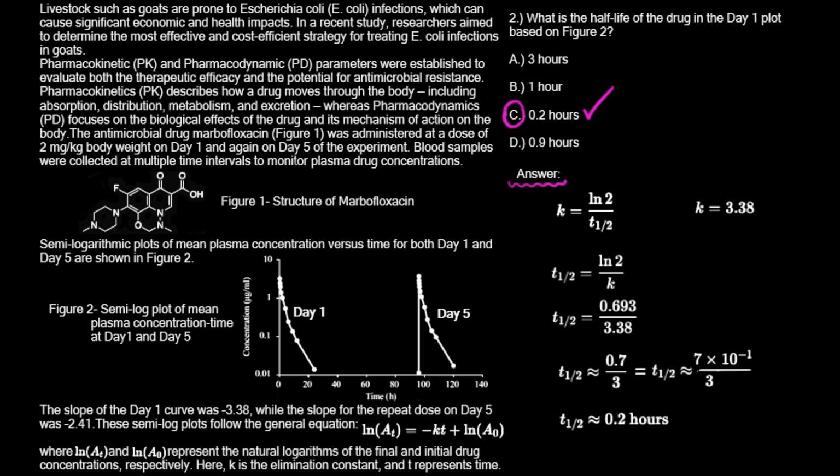So on the MCAT, approximating and rounding smartly saves a lot of time and it gets you to the close answer very quickly. So the final answer to this question is option C, 0.2 hours. As you can see, this question was actually quite straightforward.